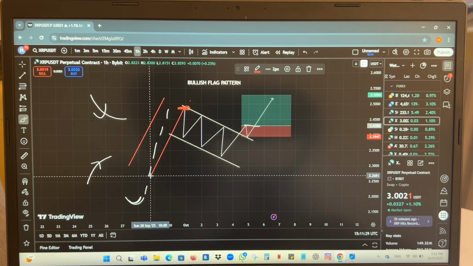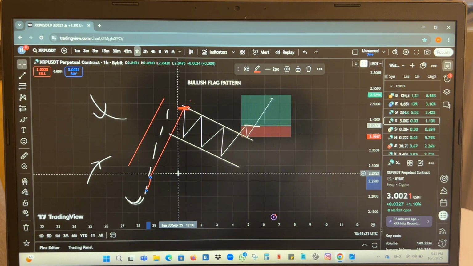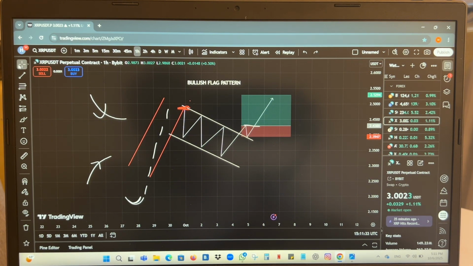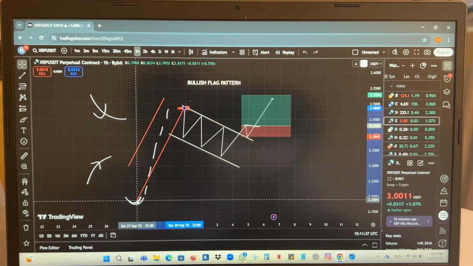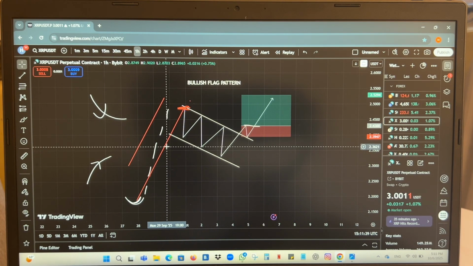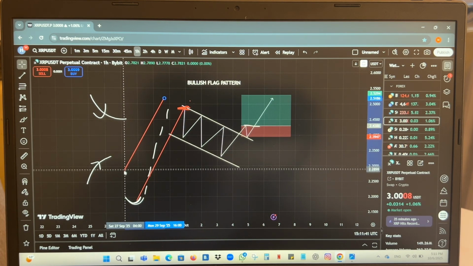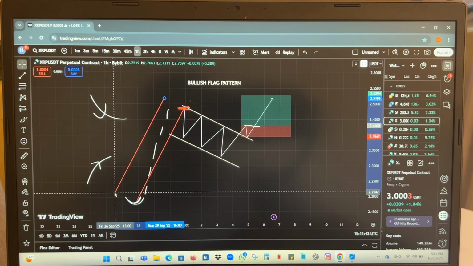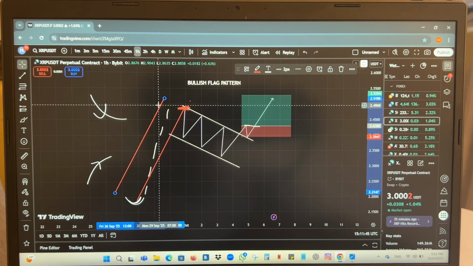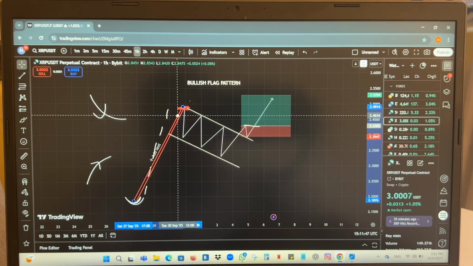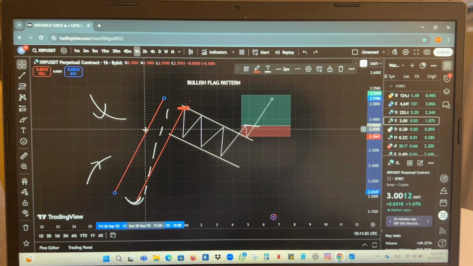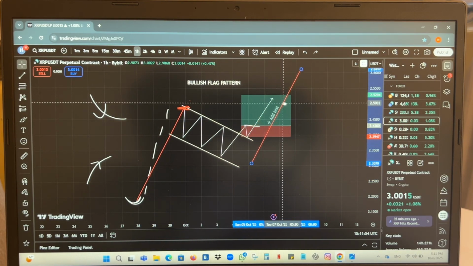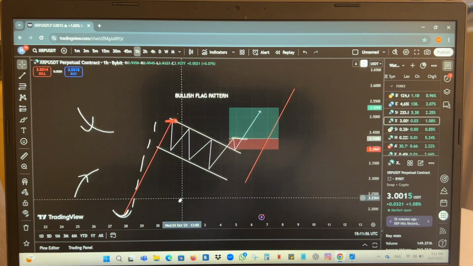So extend this length to this low, and that low is going to be from that low to this high. This high is going to be our TP level.